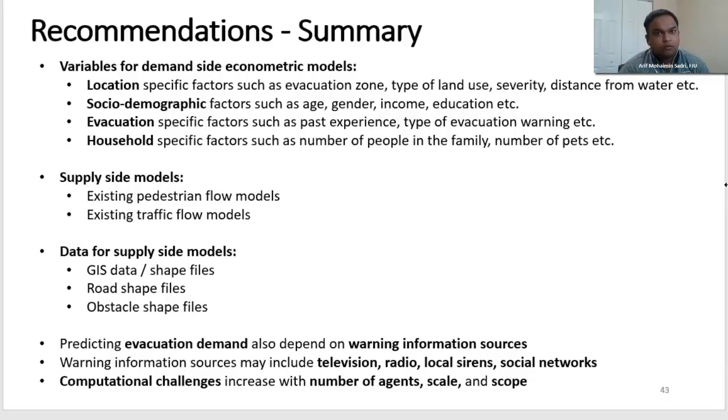Of course, you have household-specific factors: the number of people you're evacuating with, do you have pets to carry? All those variables actually influence the way I behave at that particular panic moment.